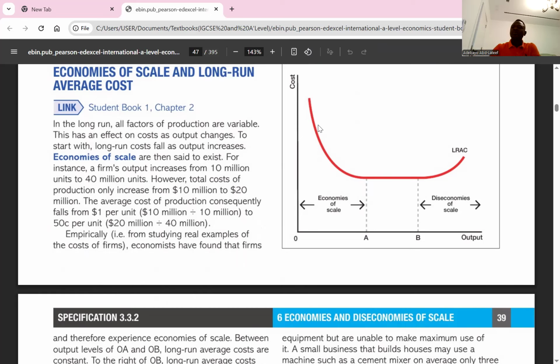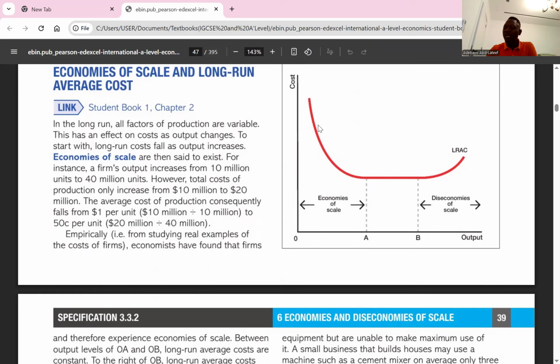Get the point? Economies of scale will come in because a firm has the opportunity to expand in the long run, and your expansion is aided by the fact that you have all the factor inputs being variable. So the land, the labor, the capital, whatever you want to use them for, you can use them for that. That allows you to exploit economies of scale. So in the long run, all factors of production are variable.